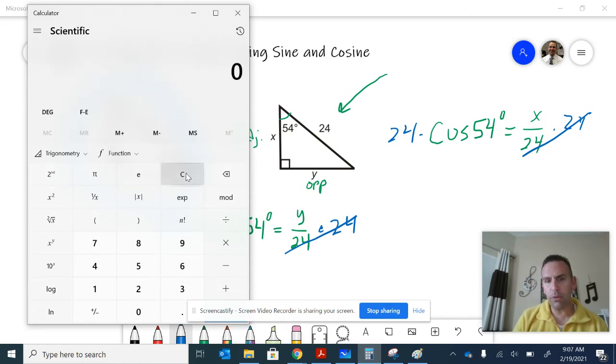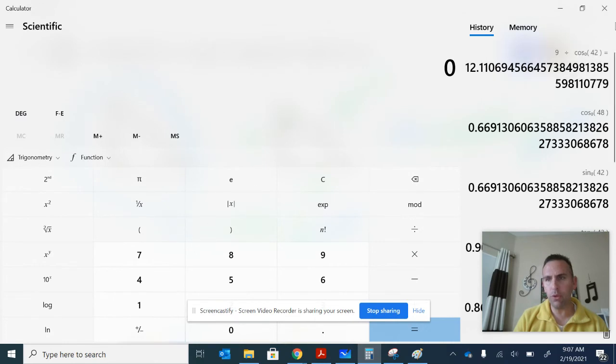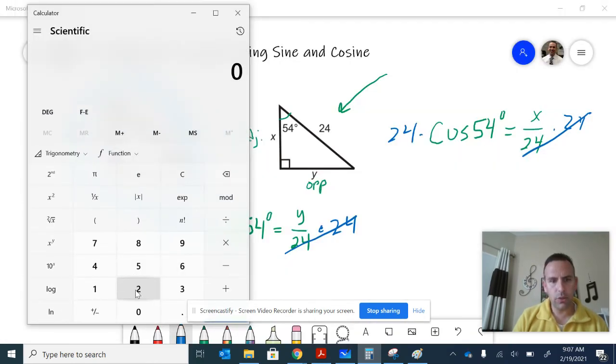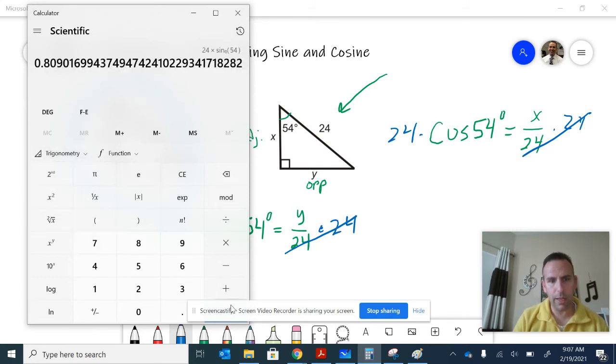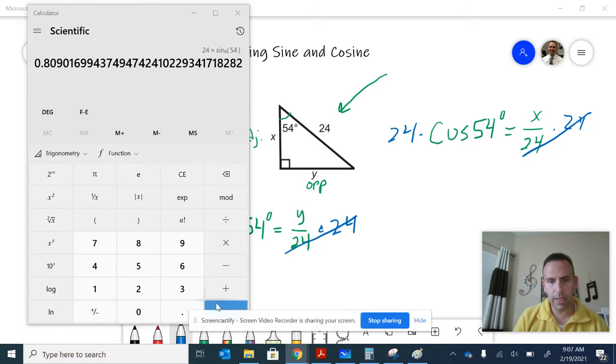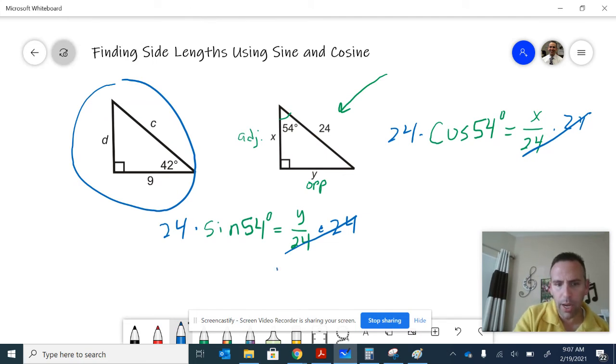So I'm going to first solve for y, which is 24 times the sine of 54. Made that a little bit too big. Okay, so I do 24 times 54 sine. Remember, your calculator may be in the opposite order of that. And hit equals. I'm getting 19.42 approximately. All right, I'm going to put y is approximately 19.42.